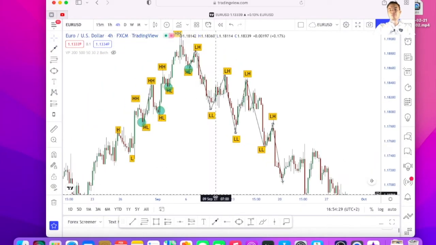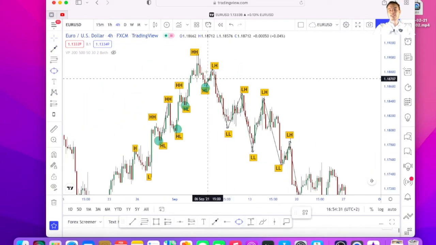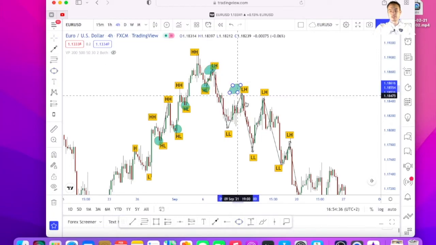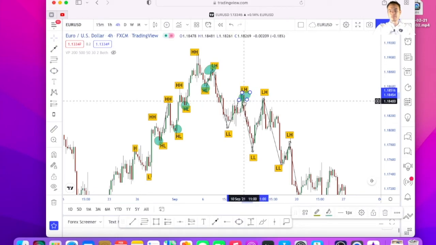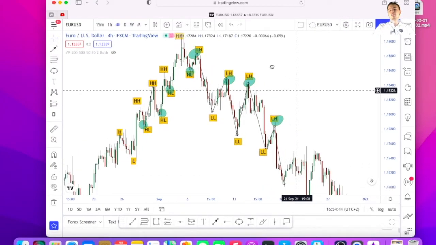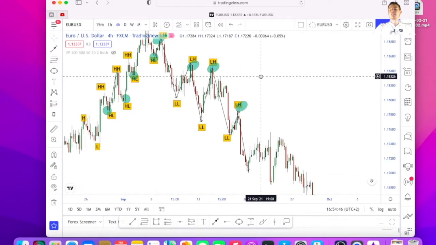So you want to look for selling opportunities over here, over there, over there, and over there. So that's basically a downtrend.